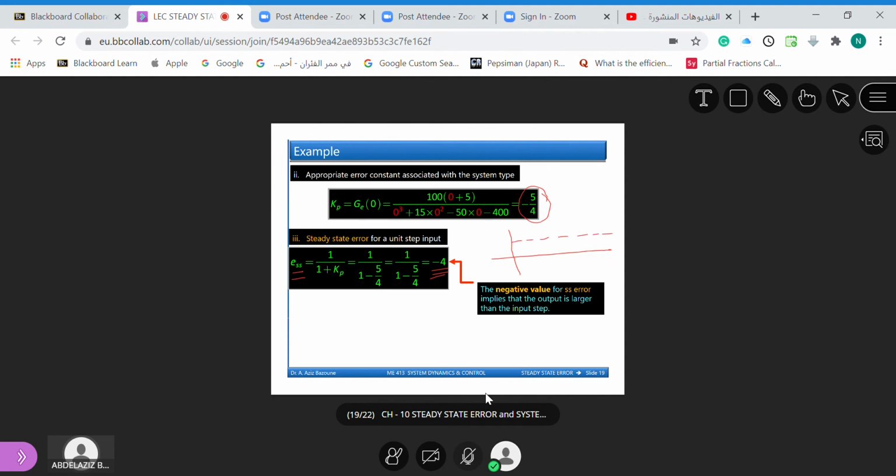If this is the steady step input, this is what it is. The error here is like this. So this is your response, and the error is at the top. This is ess equal to -4. This negative value of steady state error implies that the output is larger than the input step. The output here is larger, on the upper side.